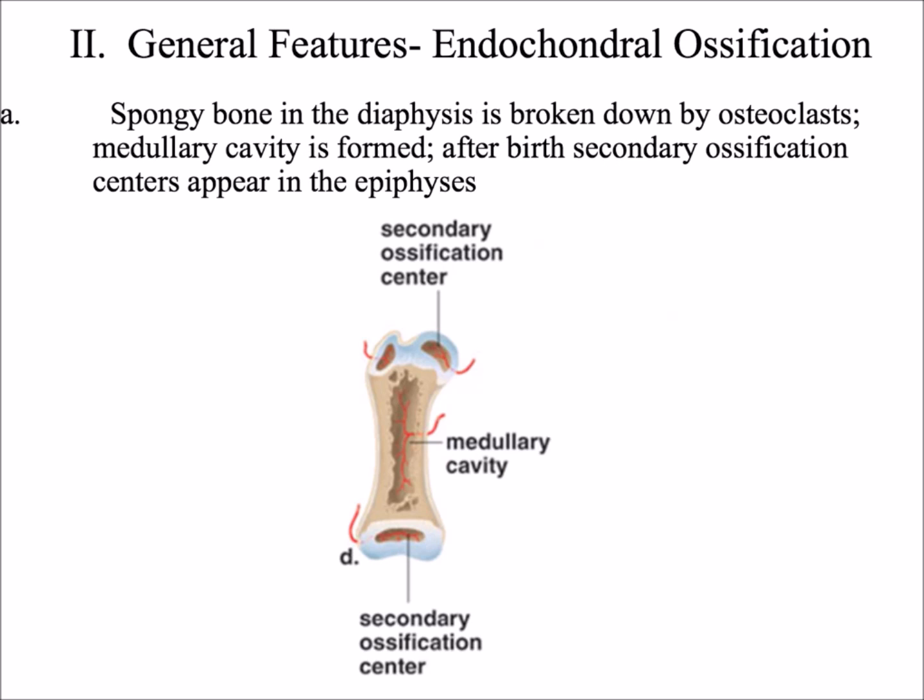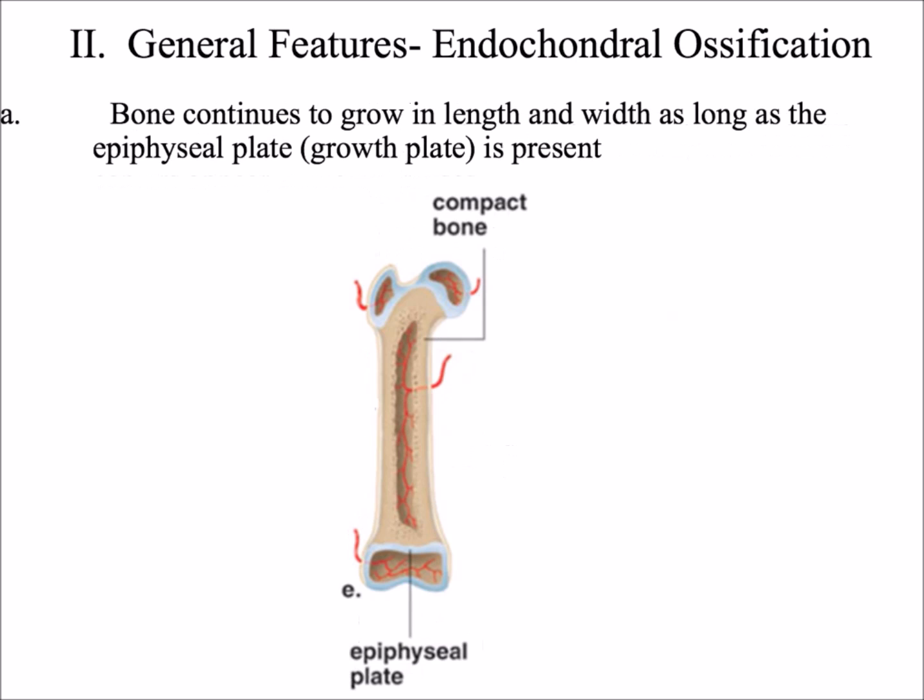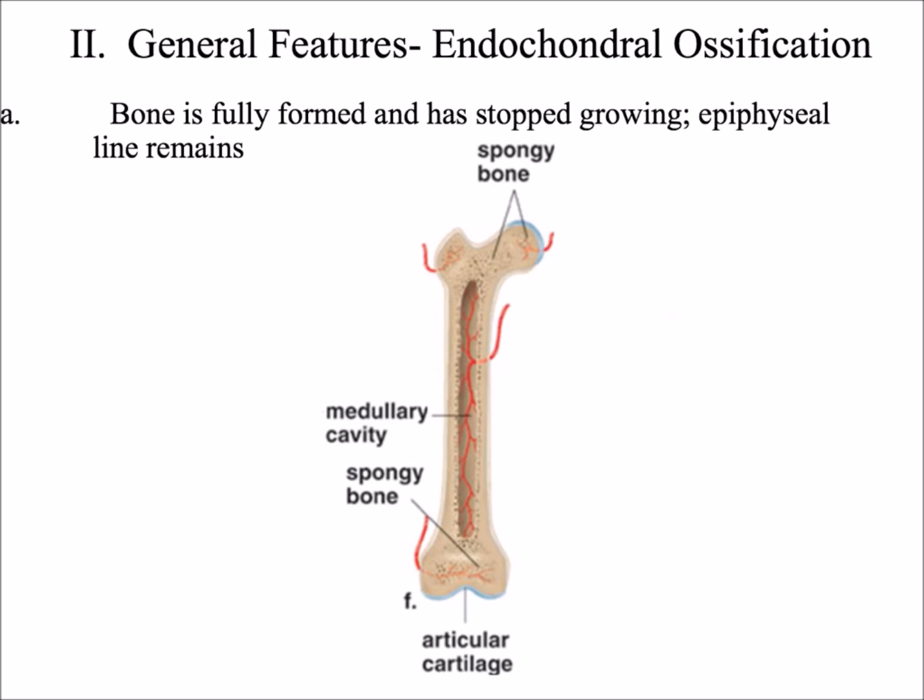Now, after birth is where you will see the secondary ossification centers appear. Secondary ossification centers are located within the epiphyses. And throughout growth, your bones will continue to lengthen as long as you have cartilage between the epiphysis and the diaphysis. Eventually there's no more cartilage between the epiphysis and diaphysis, and that's when bone growth will stop.